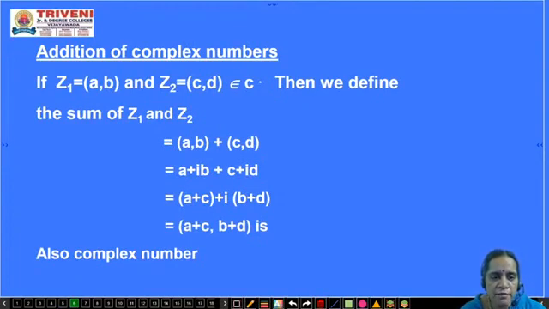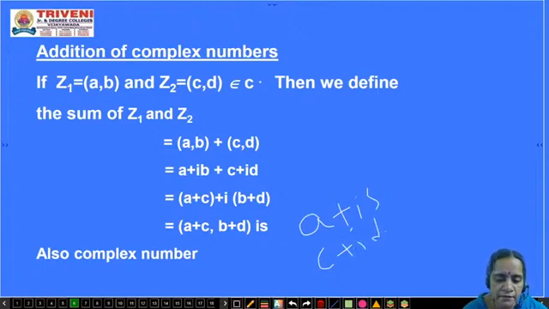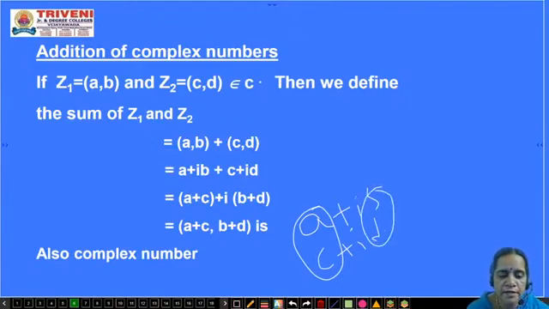We have to add complex numbers also. Suppose we take z1 is equal to (a, b) and z2 is equal to (c, d). Then we define the sum of z1 and z2 as (a, b) plus (c, d). Then (a, b) can be written in the complex number form as a plus ib, and (c, d) can be written as c plus id. We have to combine like this: the sum of the real parts plus i into the sum of the imaginary parts. That is why we write it as (a plus c) plus i into (b plus d).